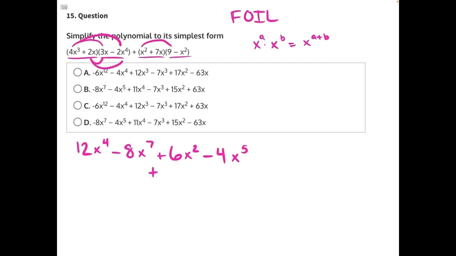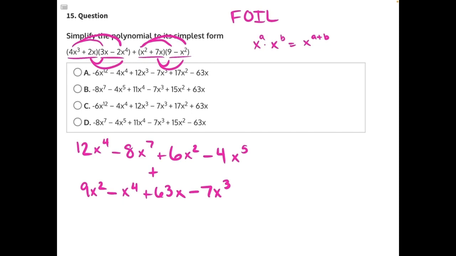X squared times 9 is 9x squared. Outer terms, x squared times negative x squared is negative x to the 4. Then our inner terms, 7x times 9 is positive 63x. And then our last terms, 7x times negative x squared is a negative 7x cubed. So now everything is FOILed out and we can start to combine our like terms.